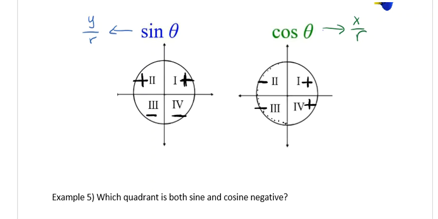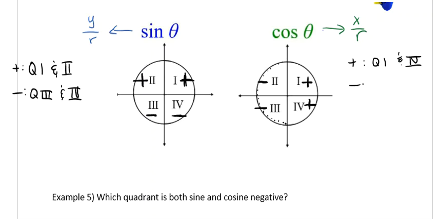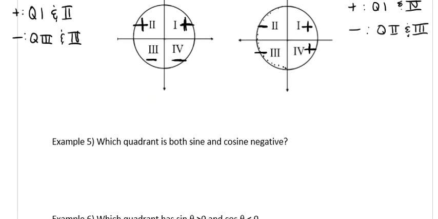So sine of theta is positive in quadrants 1 and 2, and it's negative in quadrants 3 and 4. Cosine is positive in quadrants 1 and 4, and it's negative in quadrants 2 and 3. So which quadrant is both sine and cosine negative? Well, both are going to be negative in quadrant 3.